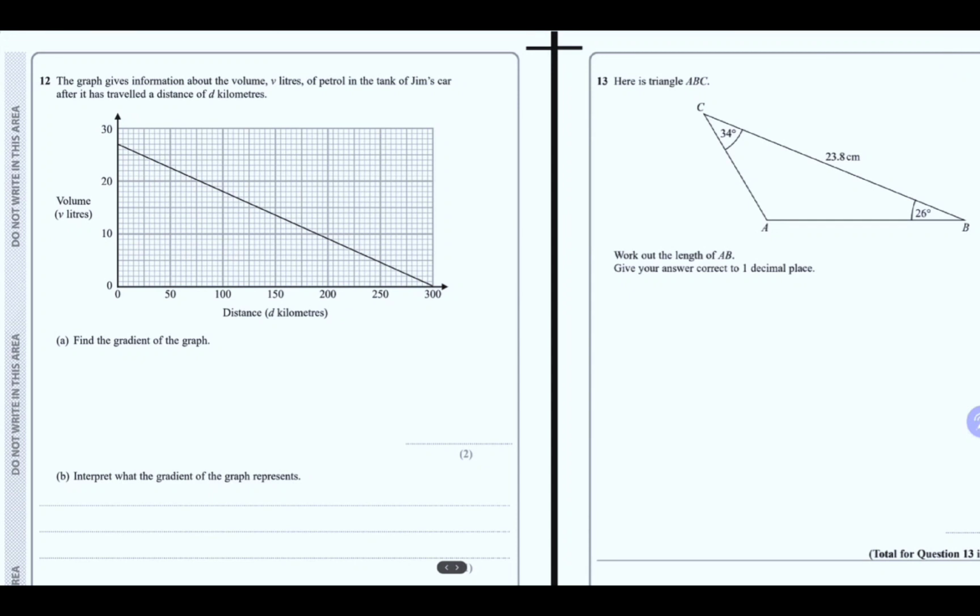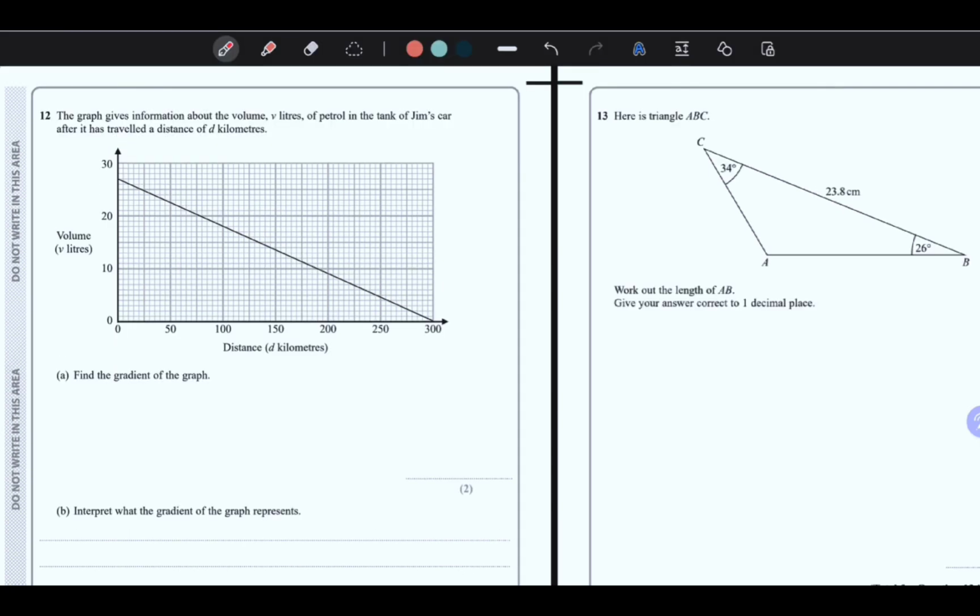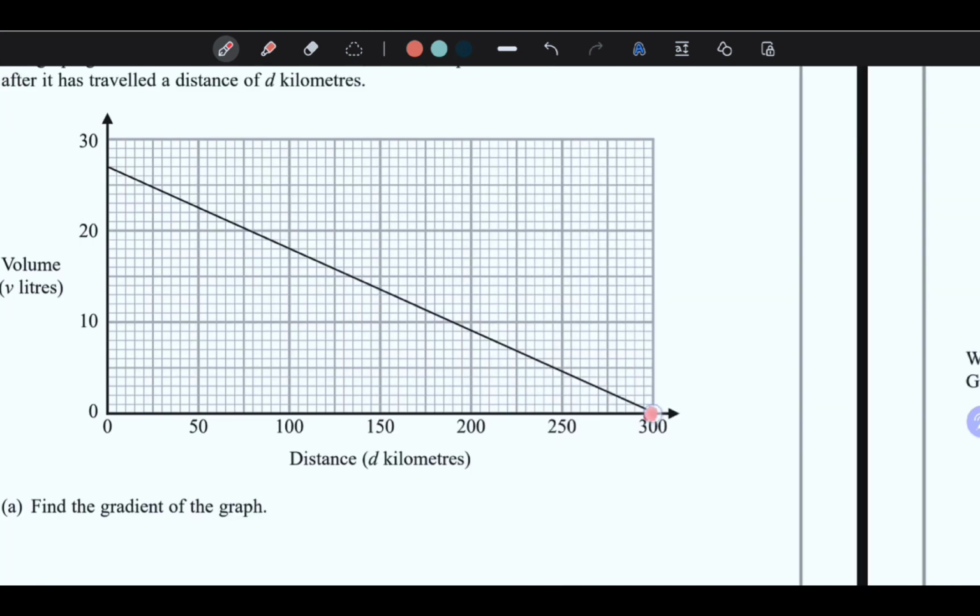The graph gives information about the volume V liters of petrol in the tank of Jim's car after it has traveled a distance of d kilometers. Find the gradient of the graph. To find the gradient, we can choose 2 perfect points. This is a perfect point already, which is great. And let's make it large. I'm just going to choose this point right here. So we're going to go to the extremities. Then we're going to make a triangle, just like that. And we'll find the differences between both values.